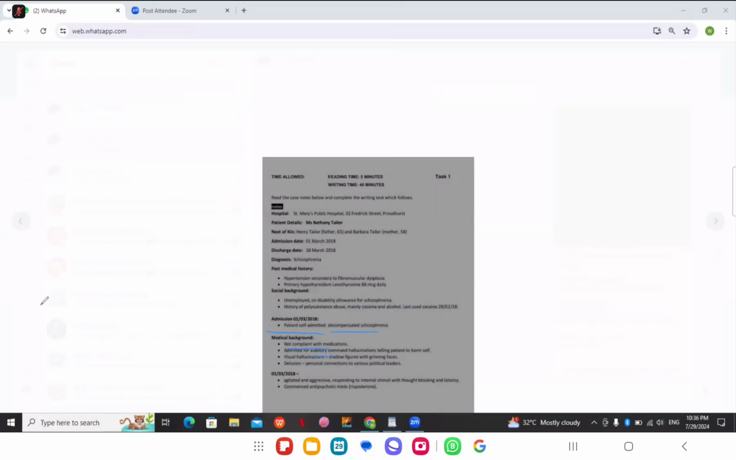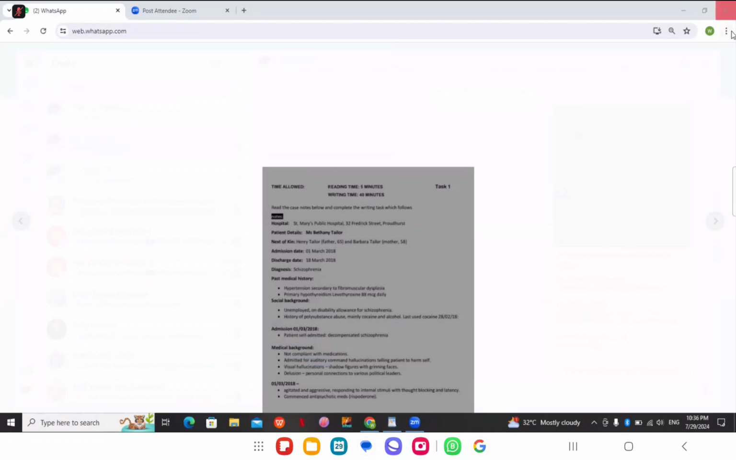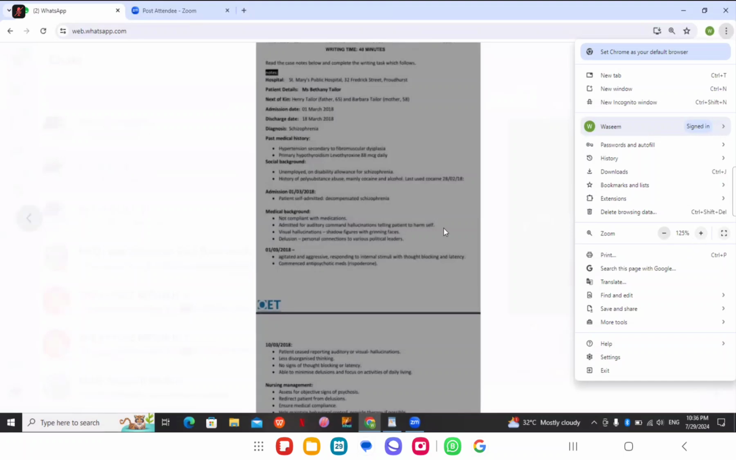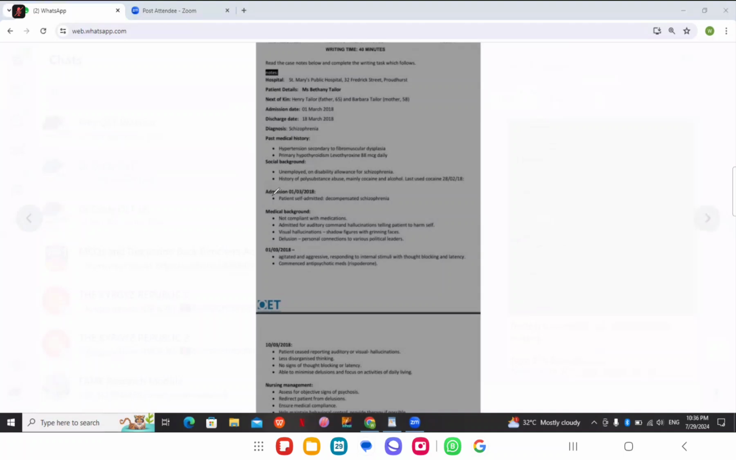auditory command hallucinations. If you guys are unable to see, let me just make it a little bigger. I hope now it should be visible. So, as I mentioned, she presented to me on this day with the symptoms. What was the reason for the presentation? She was non-compliant with the medication. She was admitted for auditory command hallucinations. She had visual hallucinations. She had delusions. Okay, and that was the reason for the presentation, right?